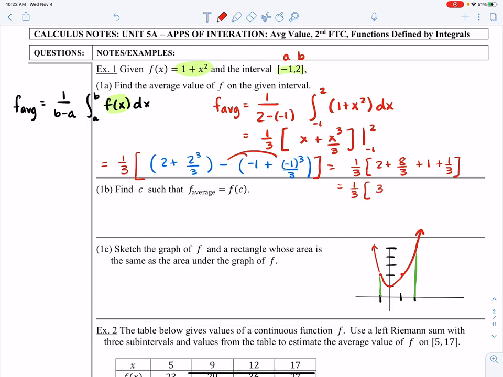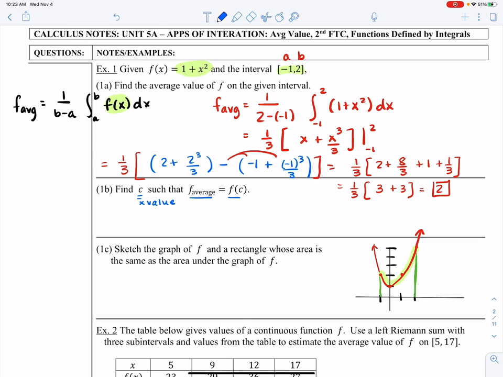2 and 1 is 3. 8/3 and 1/3 is 9/3, also known as 3. So we'll get 6 divided by 3, which is an average value of 2. Now what this means is, on this interval from here to here, the y value that it hits on average is 2.